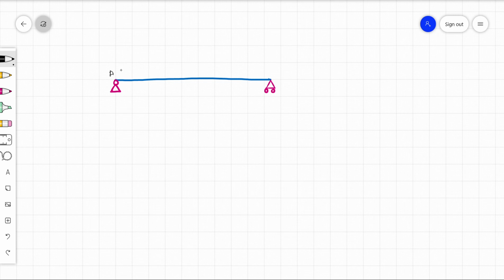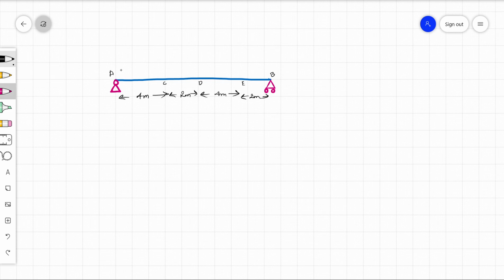Let me take this point as A, the other point as B, and somewhere in the middle wherever there is a load, I'll take it as point C, D, and E. These are the points where a load comes. So the distance from A to C is 4 meter, and this is 2 meter, and the other is again 4 meter, D to E, and the last is 2 meter.